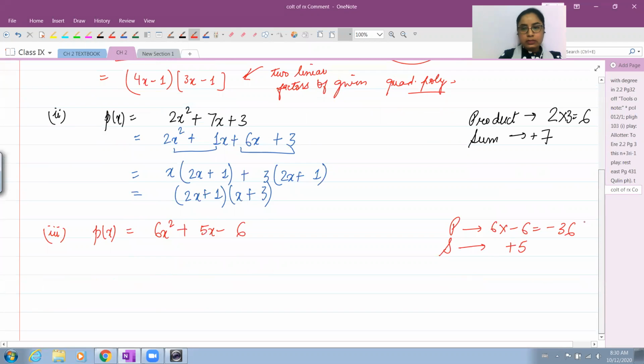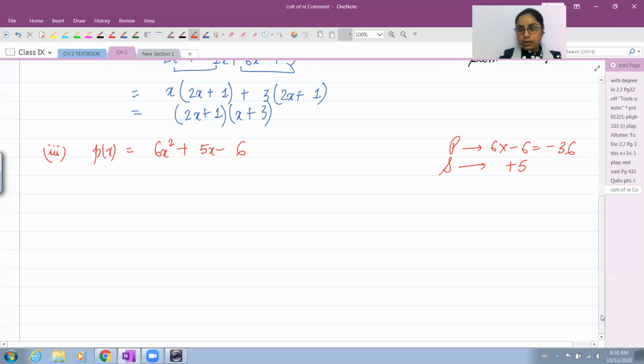Okay. Right now we have this third part. I'm again going to show how we can factorize 36, the product we need is minus 36. How can we write down the factors? So one way was what we learned in junior classes by going this way.